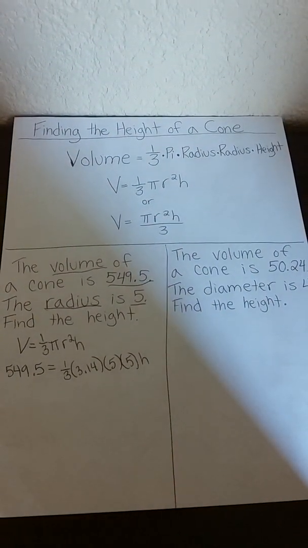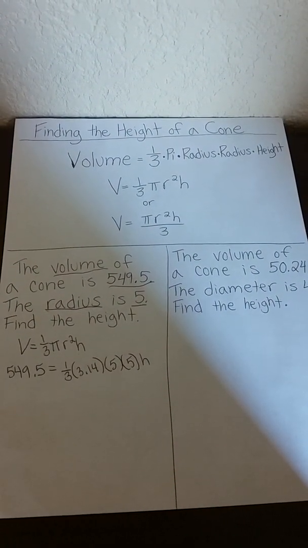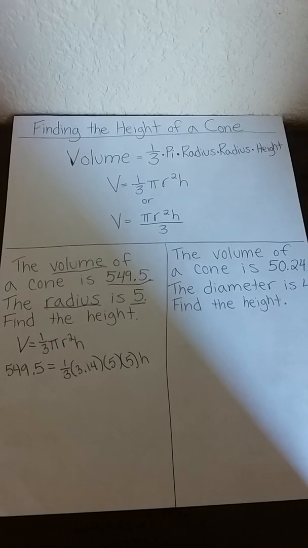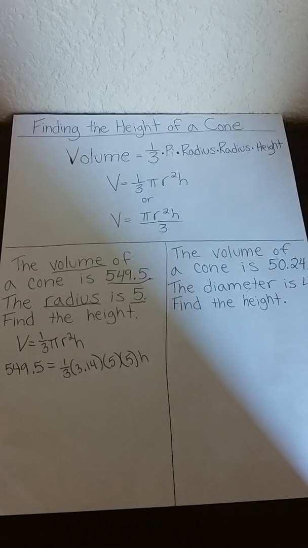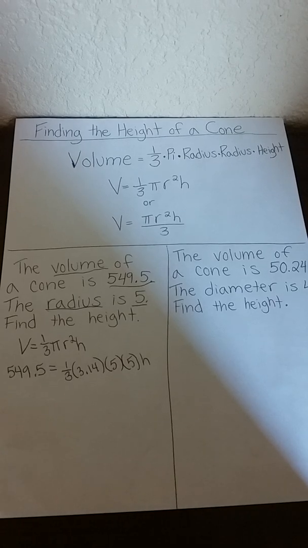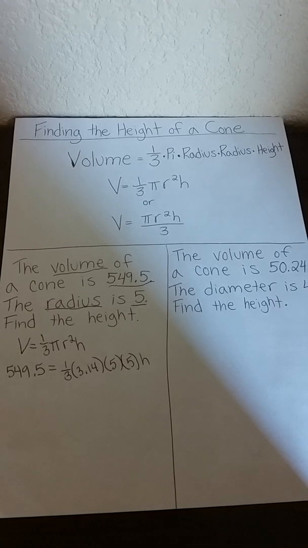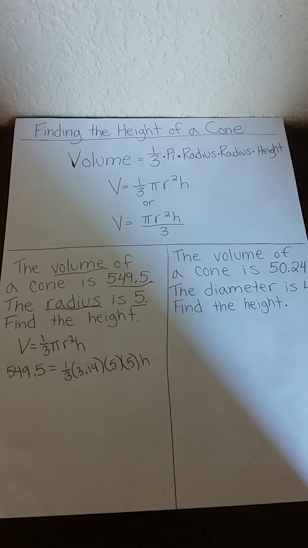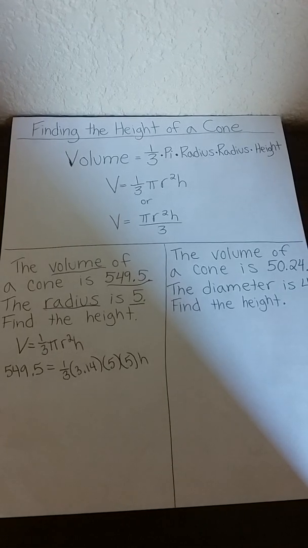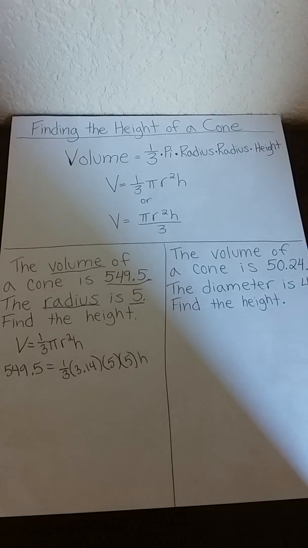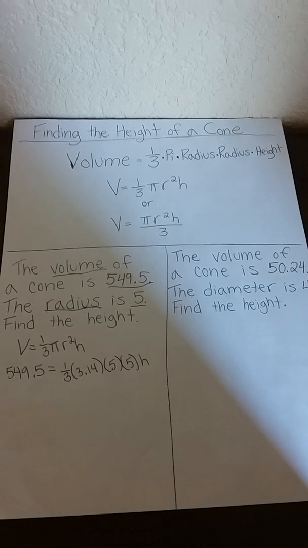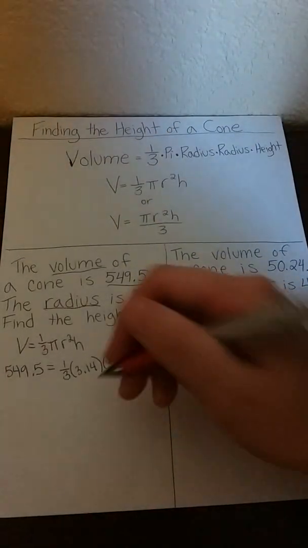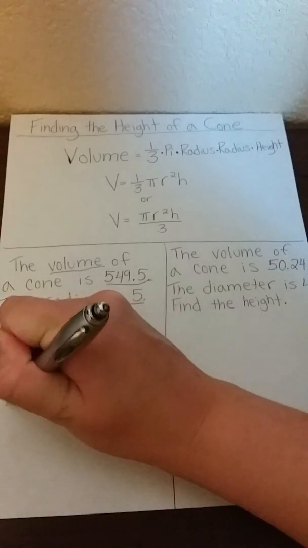Again, you cannot use 0.3 instead of 1/3. It's not quite the same. 1/3 is 0.3 repeating. You have to use 1/3 or you have to use the other formula. Okay, I'm going to go ahead and multiply this together now. 1/3 times 3.14 times 5 times 5. When I multiply this together, I get 26.16 repeating. It's important that I don't round, that I keep it as repeating.